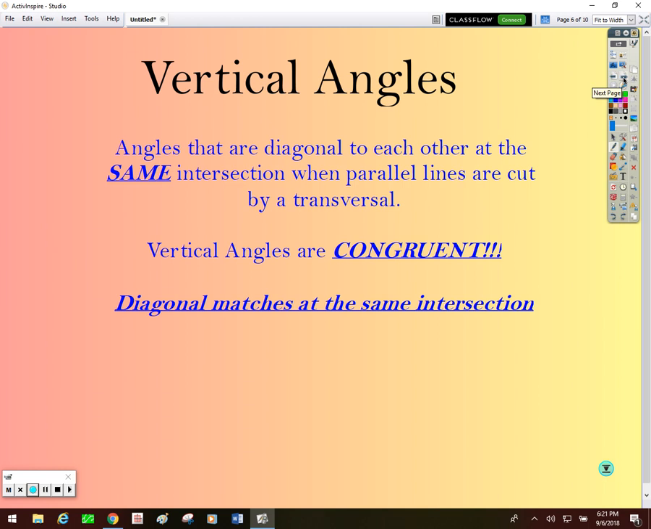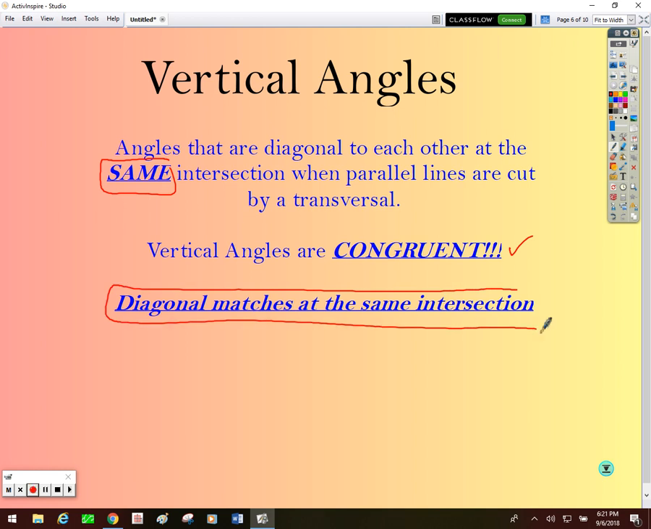Vertical angles are angles that are diagonal. This is the one that's a little bit different. They are also going to be congruent, but this time, instead of being at two different intersections, this is the one that's at the same intersection. So it's angles that are diagonal to each other at the same intersection. You won't have to worry about looking at one on top, one on bottom. Vertical angles are congruent again. These are diagonal matches at the same intersection. So maybe that'll help you out, keeping it at the same intersection.